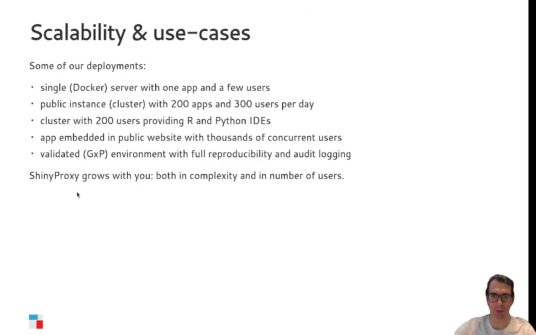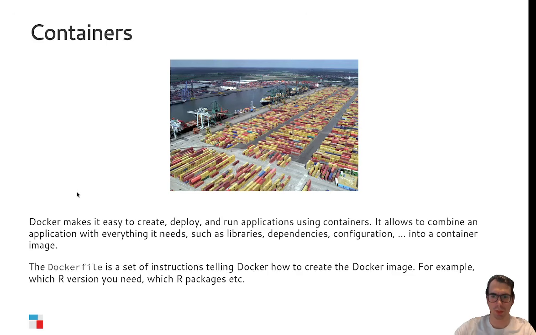So ShinyProxy makes use of containers, and those containers are Docker containers, and Docker makes it easy to create, deploy and run your applications. It allows you to combine an application with everything it needs, such as libraries, dependencies and configuration, into a container image. And to write that container image, you need to write a Dockerfile, which is a set of instructions telling how to create a Docker image. For example, it contains which R version you need, which R packages, and so on.